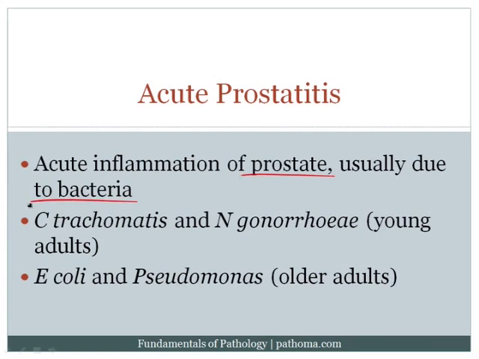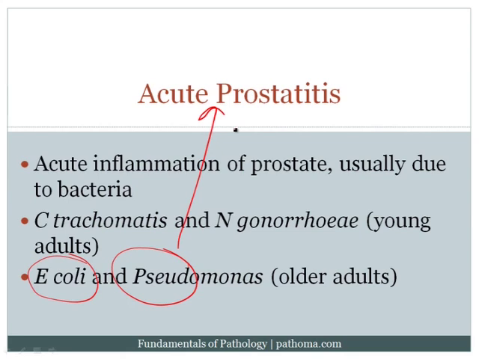The bacteria that are involved here and the demographics are exactly the same as those that we discussed in orchitis, so that in young adults, chlamydia and Neisseria are the most common causes of acute prostatitis, whereas in older adults, the organisms that are usually responsible for urinary tract infection, such as E. coli and Pseudomonas, are also the most important causes of acute prostatitis.